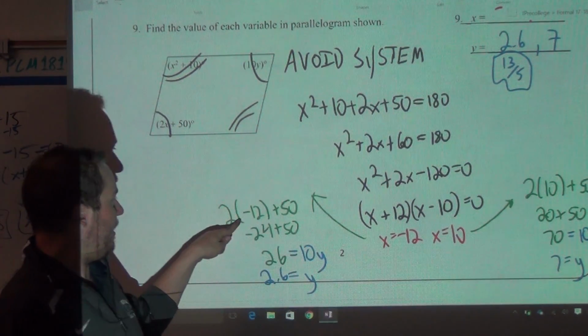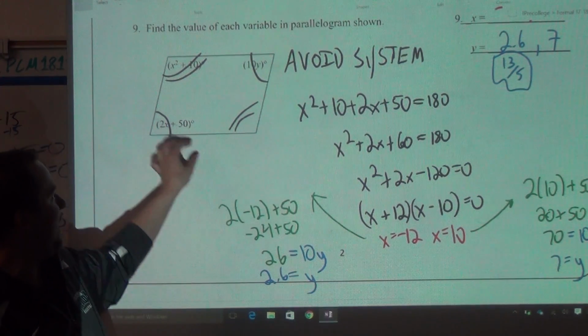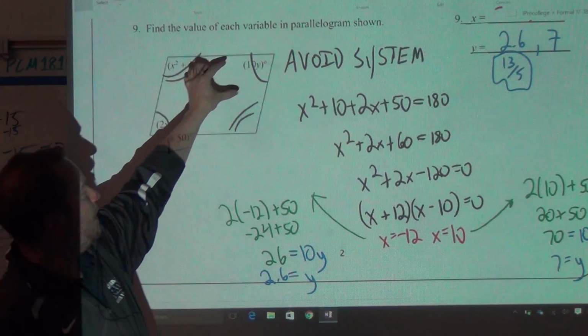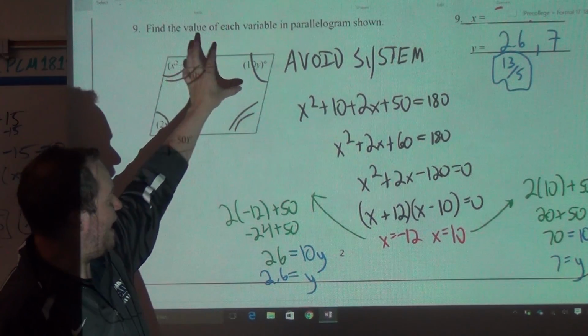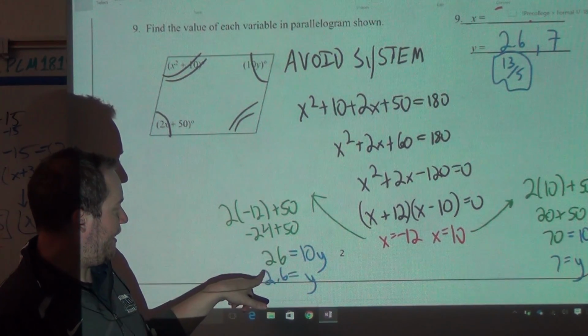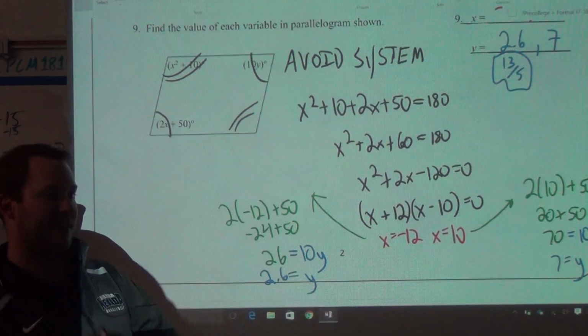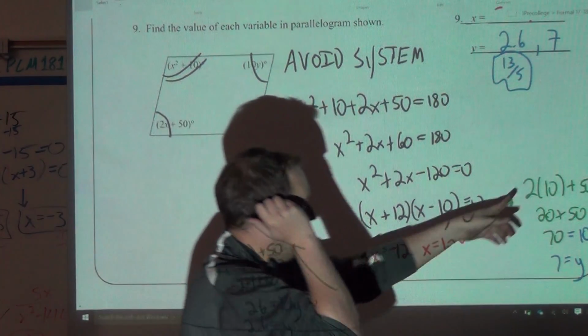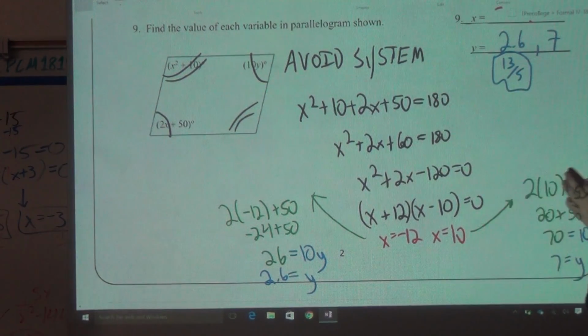When we plug in x is negative 12, it doesn't break. In fact, this angle becomes 26. So 10y would be congruent to that. 10y is going to be 26, so 2.6 is a single y. We plug in a 10, we'll get 20 and 50 to make 70, and 70 equals 10y, that means y is going to equal 7.